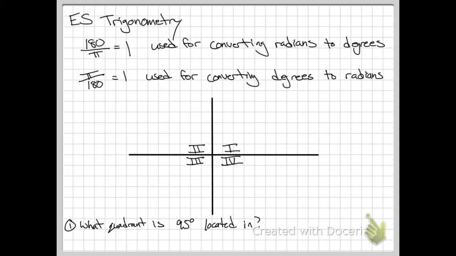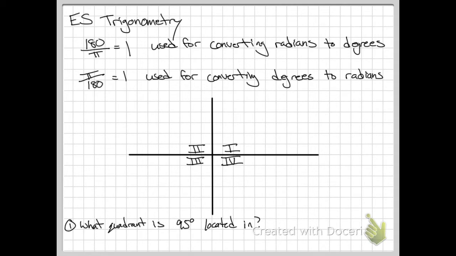180 over pi is equal to 1, so that means we can multiply radians by 180 over pi, because we want the pi to cross out, and it'll convert it to degrees for us. And we can multiply degrees by pi over 180, since it's just equivalent to 1, and it'll give us radians.